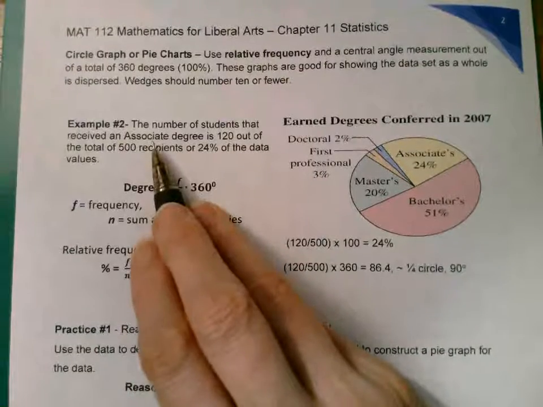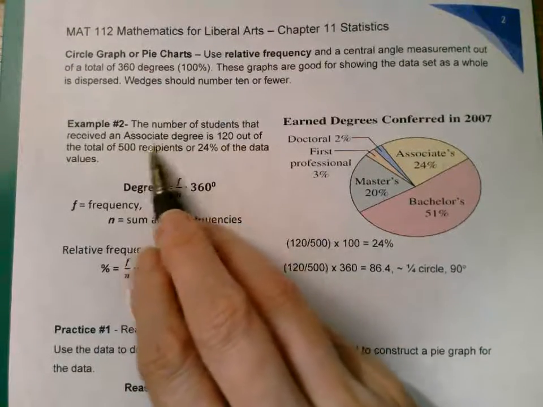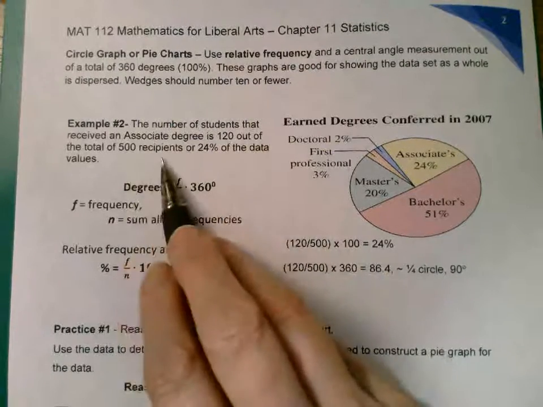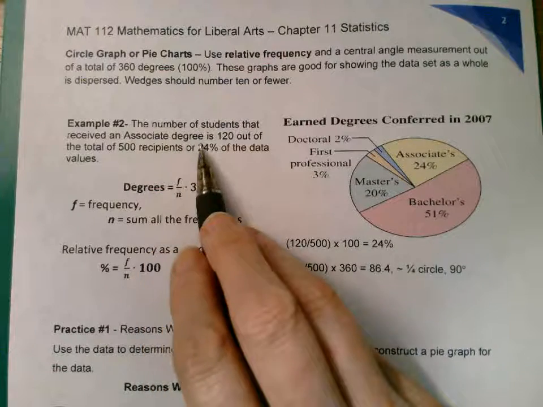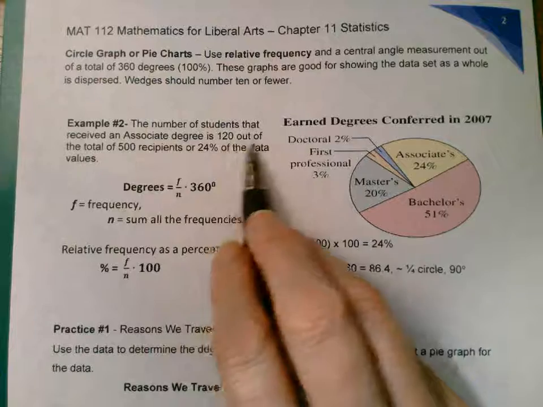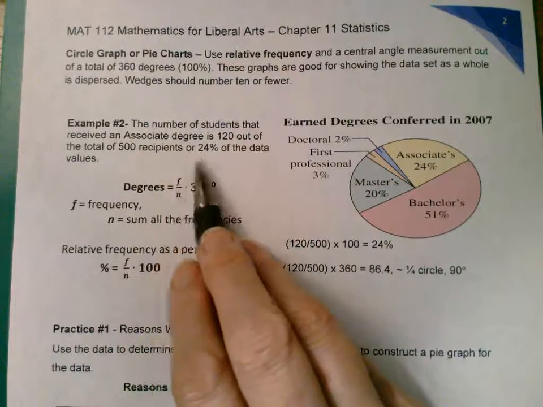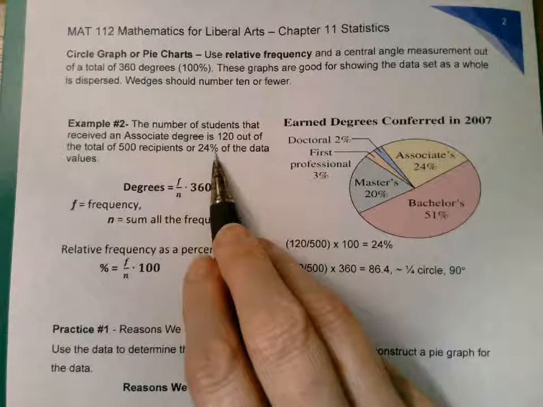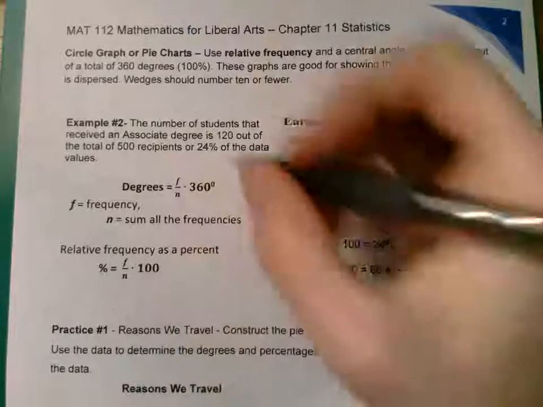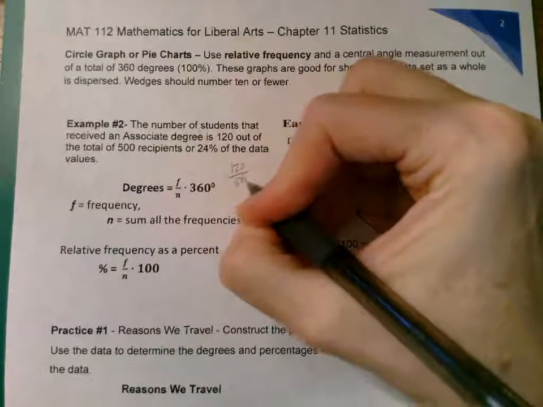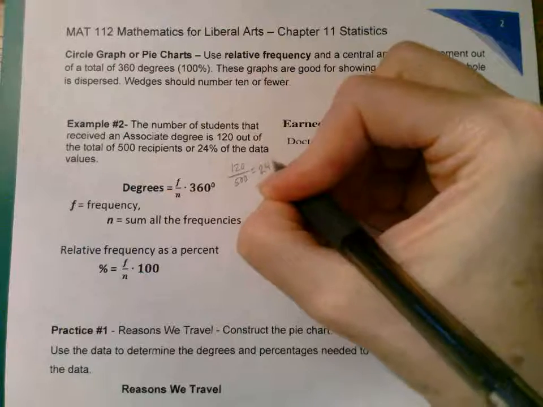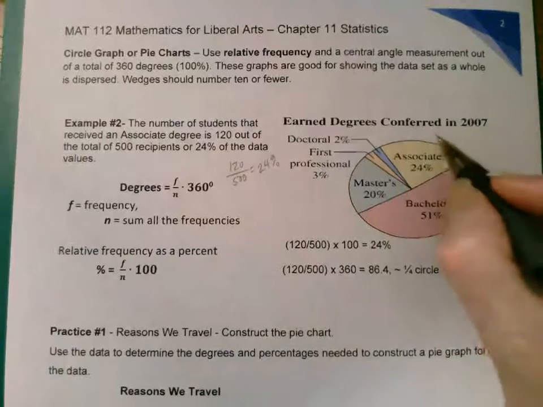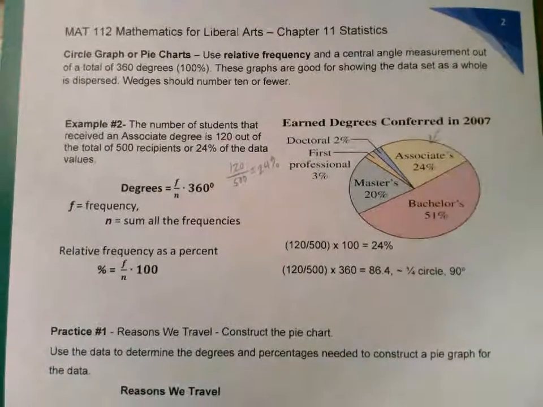So following the examples, the number of students who received an associate degree is 120 out of a total of 500 recipients of the different degrees, okay? Or about 24% of the data. 120 out of 500 apparently comes out to about 24%. You can see it in this pie here already put in there.